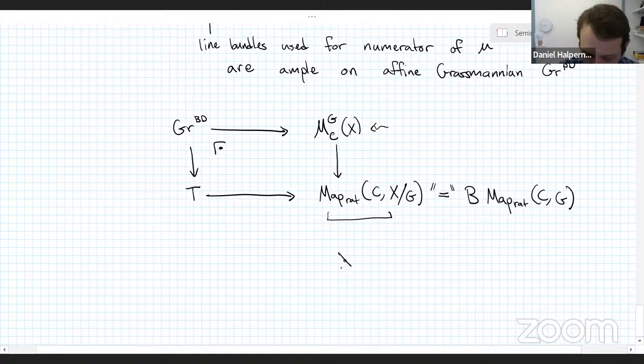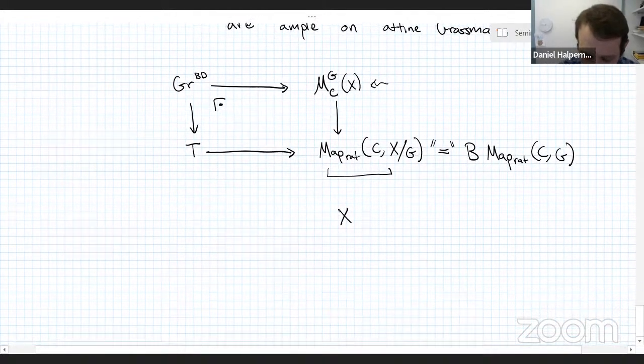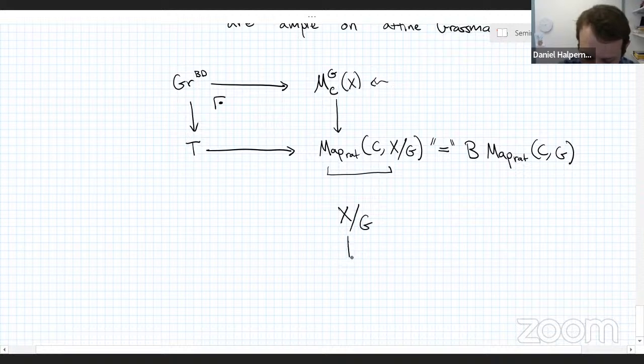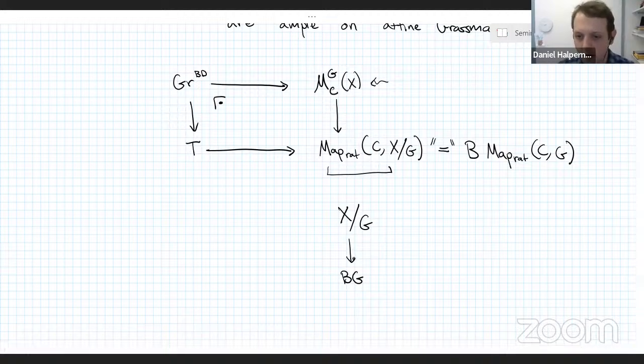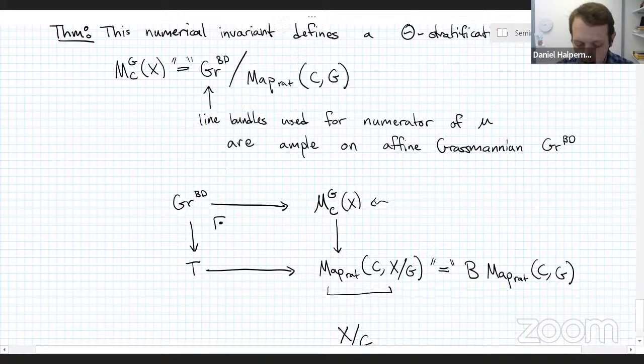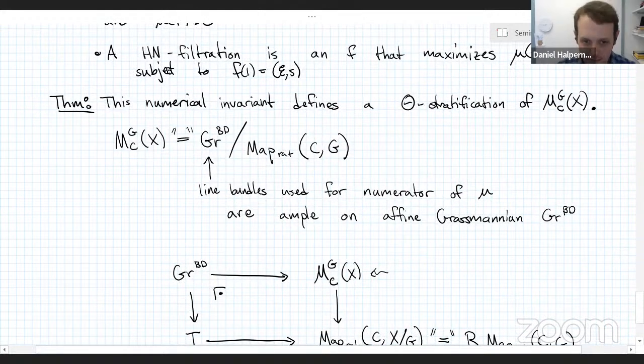GIT is where you study quotient stacks where X is projective. You study quotient stacks X mod G that have a map to BG, and the fibers are ind-projective ind-schemes. So this is actually how it's formalized in the paper. But I believe that if you are careful enough, you can make this equality a little bit more precise, but that's not exactly how we do it.